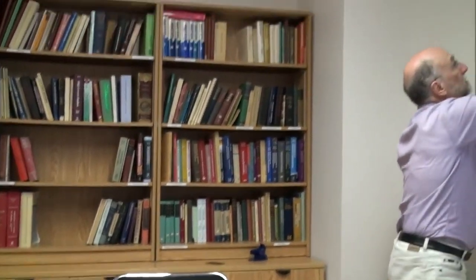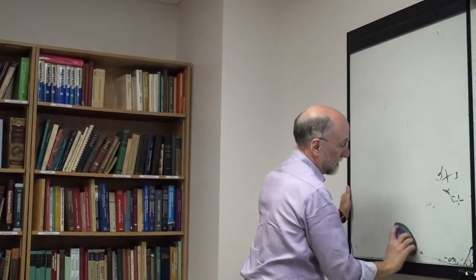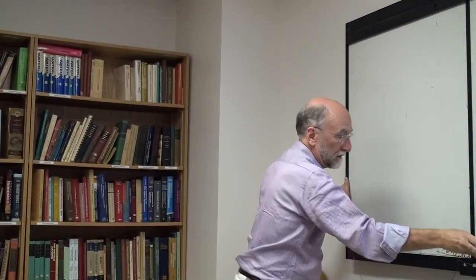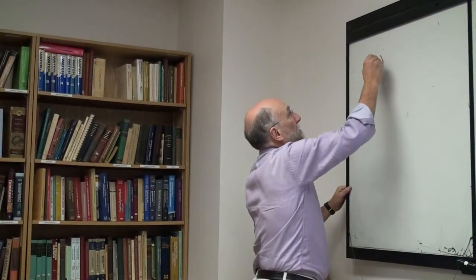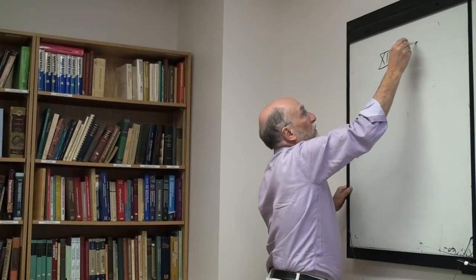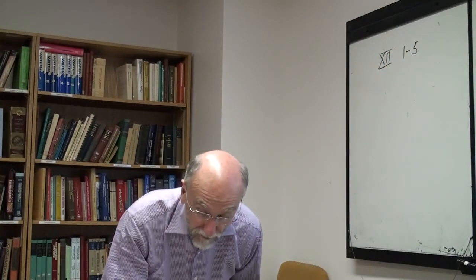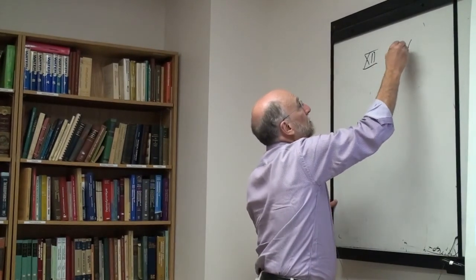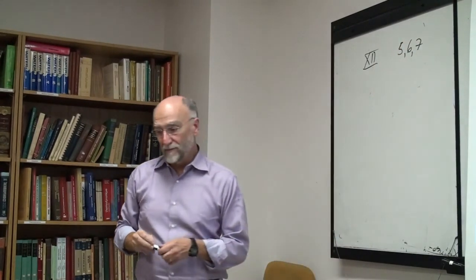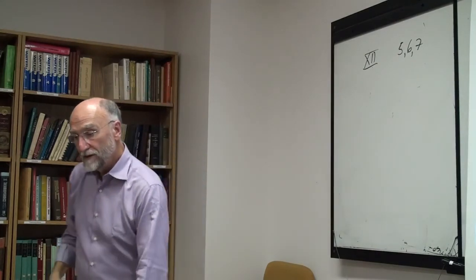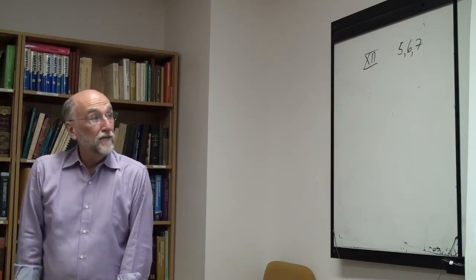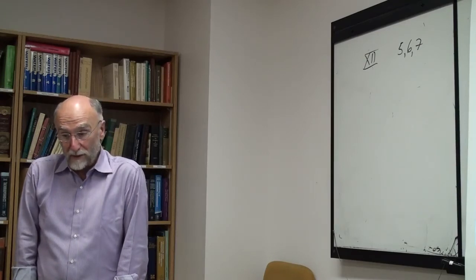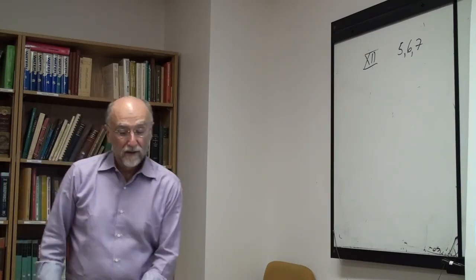So for next week: Series 12, 1 to 5, 5 to 7. That's the Gibbs-Duhem equation thing, the stuff I talked about today. That's not on the quiz, but that's for next week. For next Tuesday, I'll talk about that.